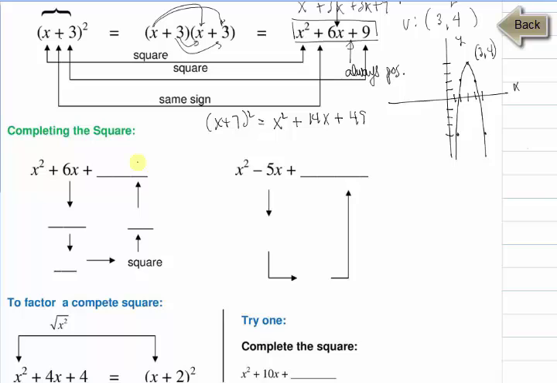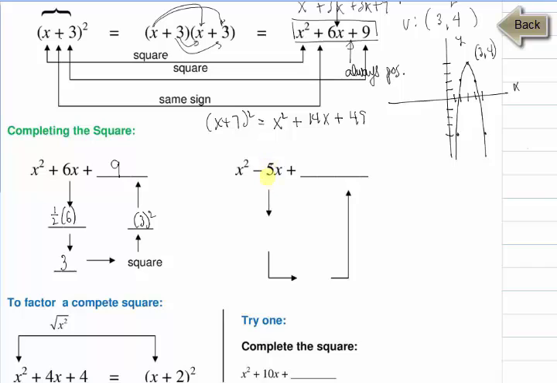So what you do is you take the middle coefficient, which is 6, and you take half of it, which gives you 3. You square the 3, and you get 9. So notice it's the same as what we have up here, x squared plus 6x plus 9. When we factor it, we should get back to two equal factors. In this case, x plus 3 times x plus 3. All right, let's take a look at the next one.